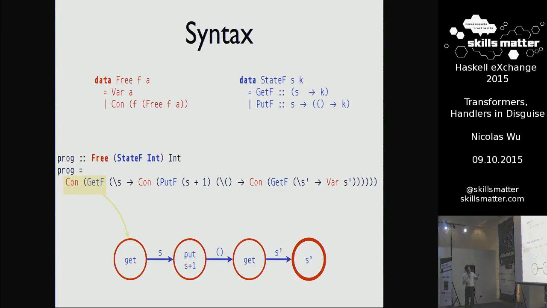So let's see. The first blob where we're just simply getting some kind of state corresponds to this con getf part. Then the next node corresponds to this con putf part. So remember, these cons are kind of the scaffolding that gives structure to the actual structure inside. So the putf is the thing that gives the structure. And then we have another con getf, which corresponds to this node. And finally, a variable that outputs this, right?